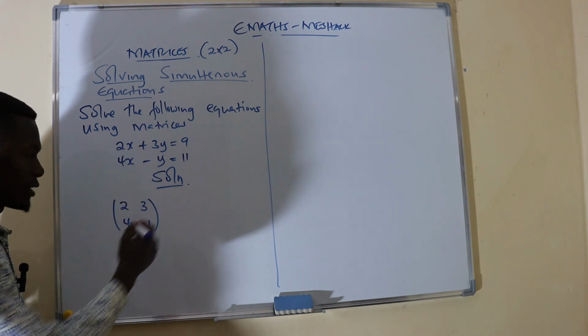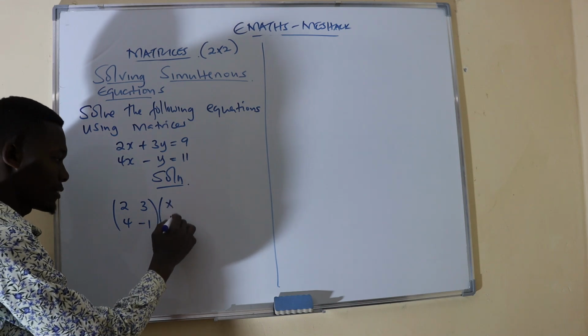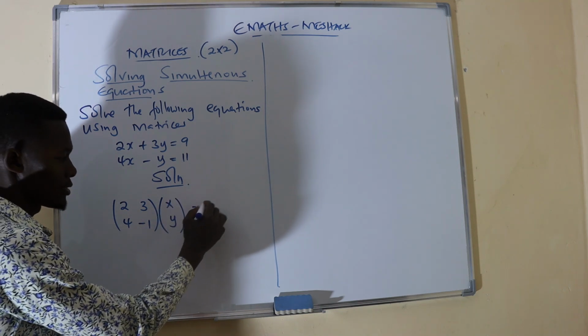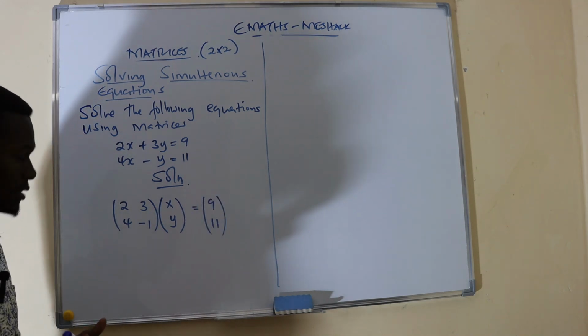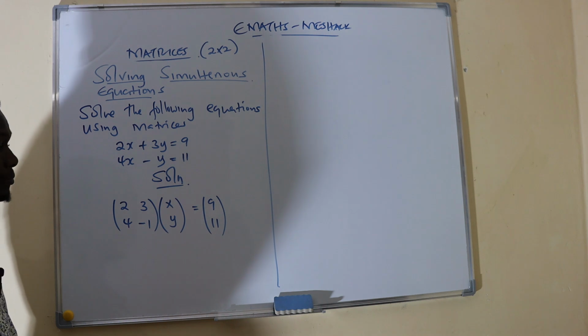Then our unknown values, which are x and y, shall be written there. So we shall have x, y. Then on the other side, we shall have 9 and 11. And all these are written as matrices.